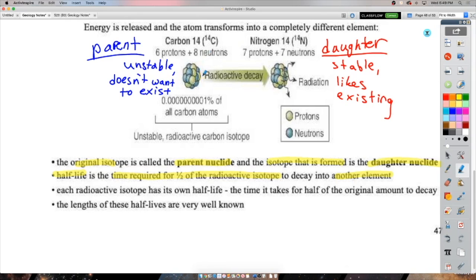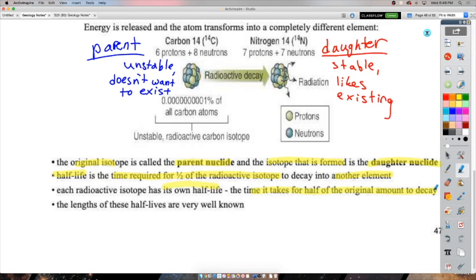Another half-life has gone by when half of that is gone. So if we go from 100 to 50, that's one half-life. If we then go from 50 to 25, that's another half-life, right? Then we go from 25 to 12.5, that's another half-life. It just keeps getting cut in half every time a half-life goes by. So every radioactive isotope that exists has its own half-life, and that is the time it takes for half of the original amount to decay.